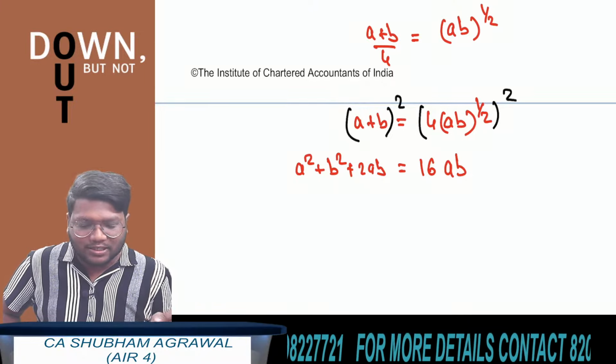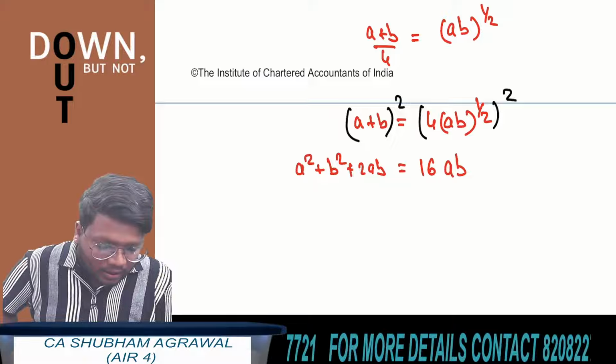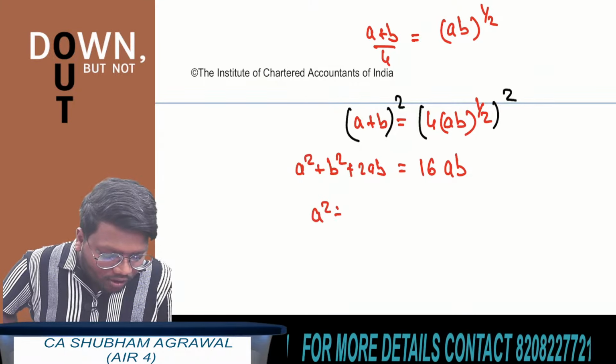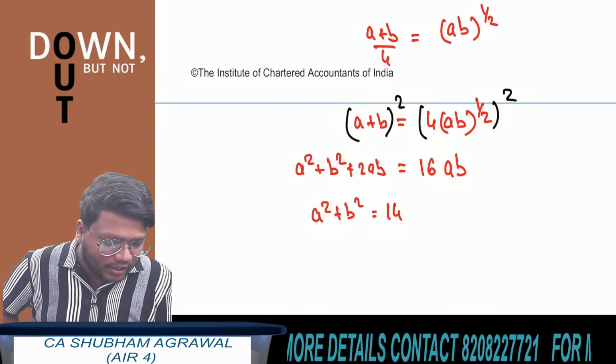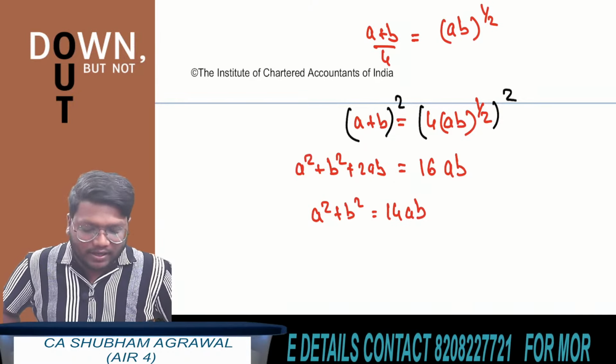4 square is 16, and the square root of AB square is what? AB. Okay. Now see, we have got the value of A square plus B square. What is A square plus B square? 16AB minus 2AB is what? 14AB. A square plus B square is 14AB.